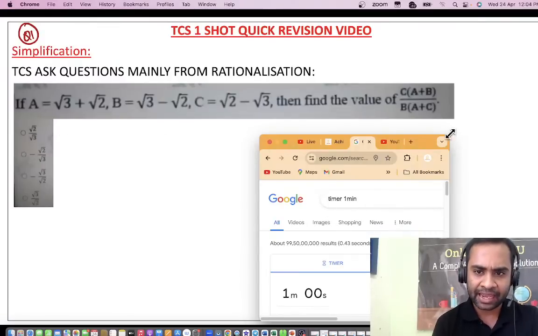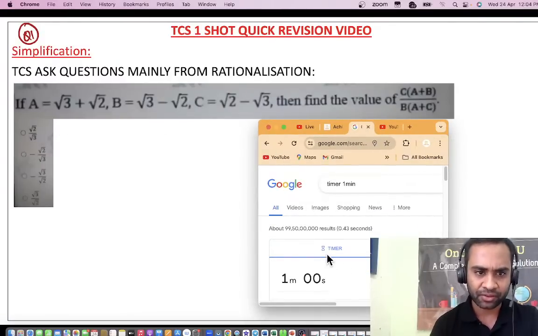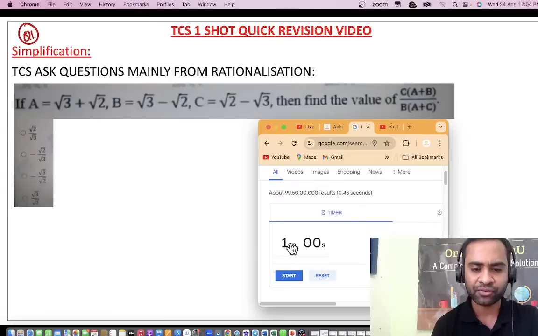If a is equal to root 3 plus root 2, b is equal to root 3 minus root 2, c is equal to root 2 minus root 3, then find the value of c into (a plus b) divided by b into (a plus c).